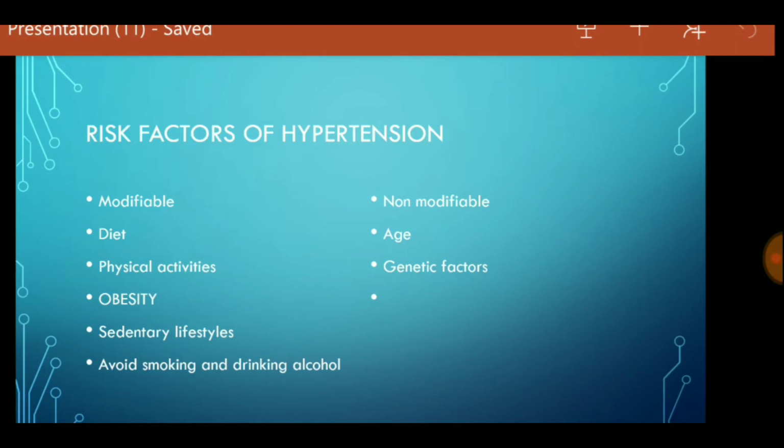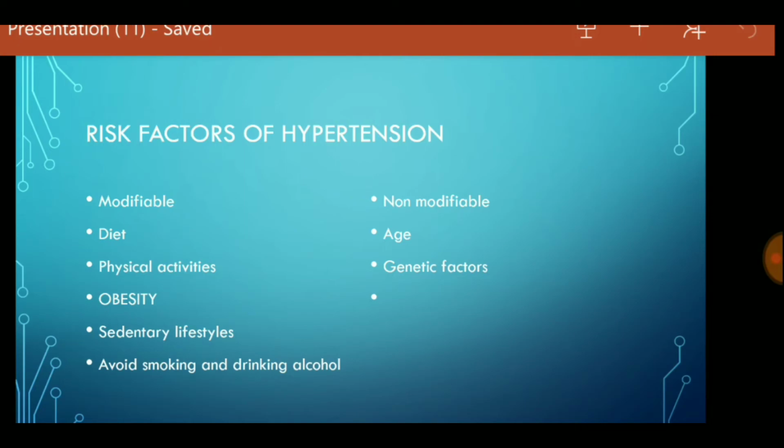What are the modifiable factors? Those we can modify, like diet. The best diet is the DASH diet, which we are going to discuss later. Physical activity helps in the reduction of weight, and it helps in reducing the BP. Obesity is also one of the most important factors, and in obesity there are so many problems occurring. Sedentary lifestyle also leads to hypertension. If you actively participate in work and do your duties wholeheartedly, then you are going to be an active person. It results in reduction of the BP. Avoid smoking and drinking alcohol.